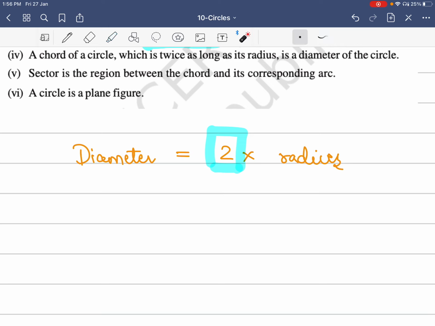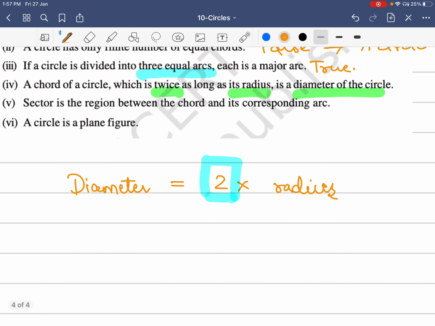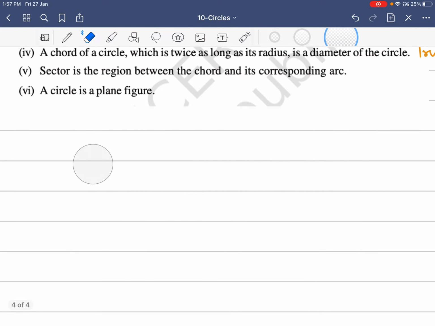The length of the diameter is always 2 times the radius. So if there is a chord in a circle and it is twice its radius, then it will be called the diameter of the circle. Very much true. That is the definition of the diameter. So I'm going to mark this statement also as true.